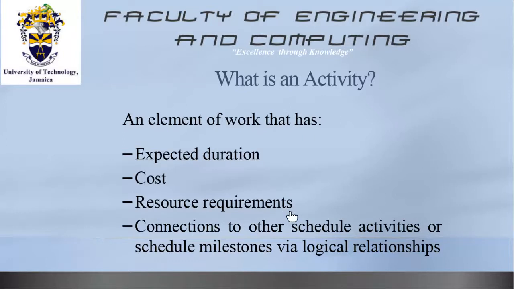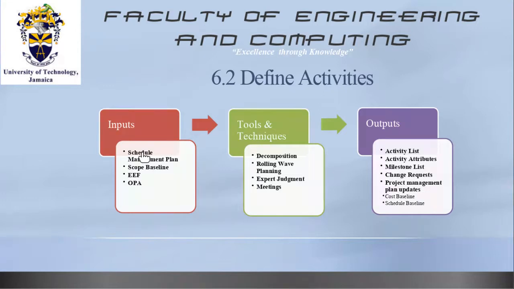It will have resources assigned to it, and it connects to other scheduled activities or scheduled milestones via logical relationships. So an activity must fulfill this particular criteria. Now the process: we have our schedule management plan and our scope baseline as inputs, and through the process of decomposition and rolling wave planning, we will define in a short while what is rolling wave planning. Through rolling wave planning, we get an activity list, activity attributes, and milestones. These are our key outputs.